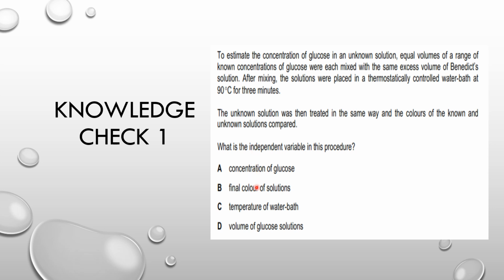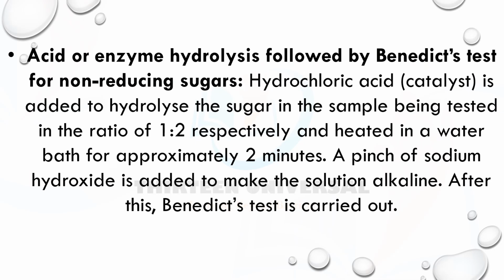The final color of the solution is the dependent variable. That's what we want to measure. We use the final colors to determine the concentration. So concentration is measured using final color. So this is independent, this is dependent. The temperature of the water bath should be the same for all. That is a constant variable or controlled variable. Volume is controlled. So control, dependent, that's what we measure; independent, that's what we change. So the answer is A. Is that okay? All right, let's go to the next question.